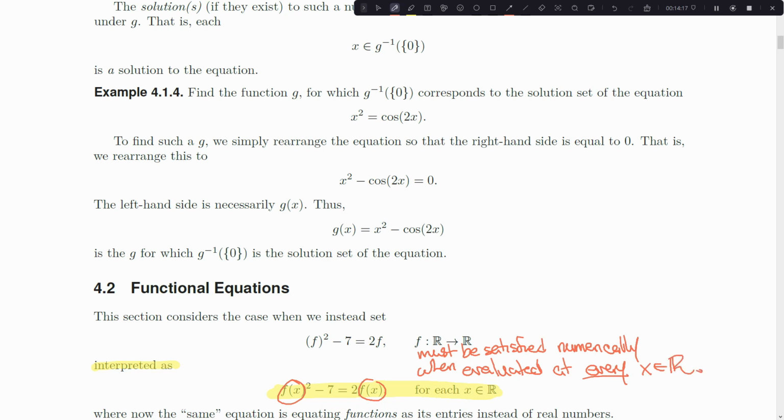I can't get away with solving a functional equation if the equation is solved only for a single x in the domain of the function. That's not enough to satisfy a functional equation. I need this to be true for every single input into my function, that their output squared minus 7 equals 2 times f. So that's how we interpret every functional equation. Every time we see a functional equation, we interpret it as this needs to be a true statement for every input to the function.